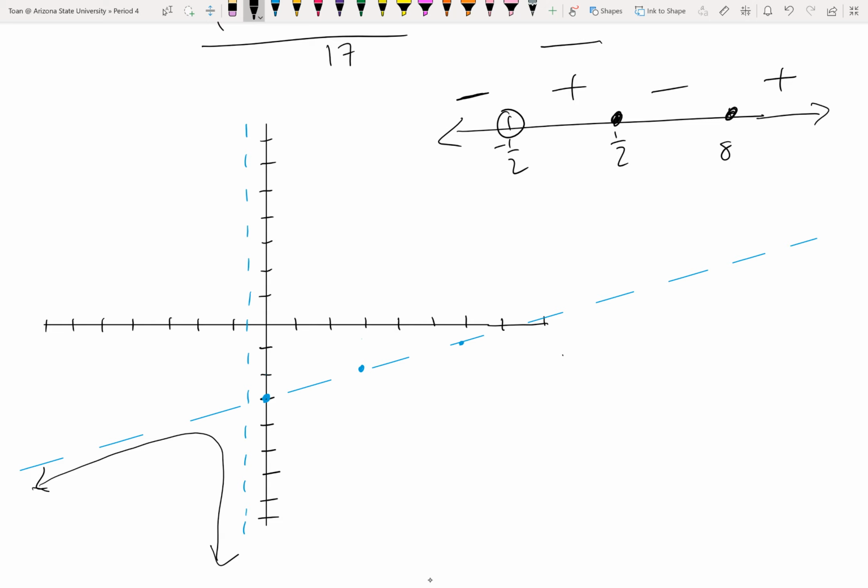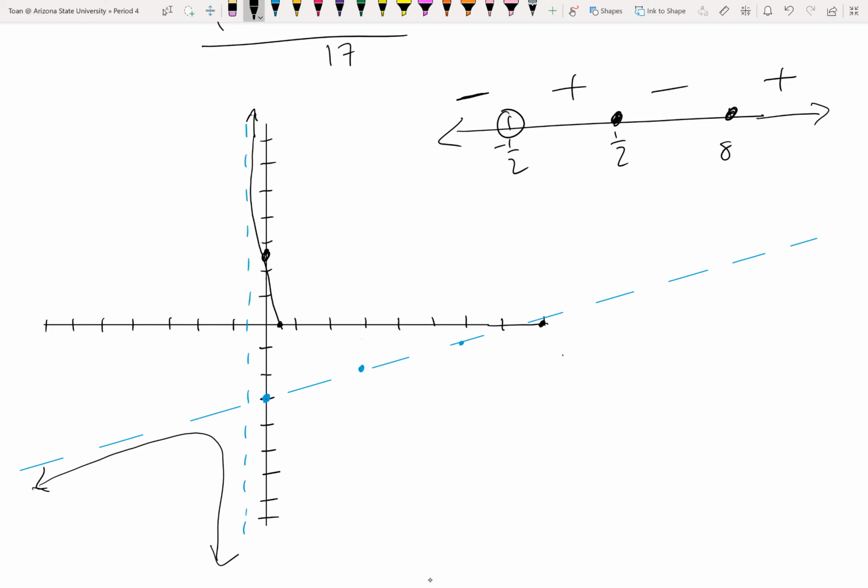Move on to the right of your vertical asymptote. You should be in the positive region, so that tells you to go up. Oh, crud, I forgot to put the x and y intercepts. So x-intercept of 1/2, x-intercept of 8. What was my y-intercept? 8/3, which is 2 and 2/3, so it's somewhere right here. And then you just go ahead and connect the dots.